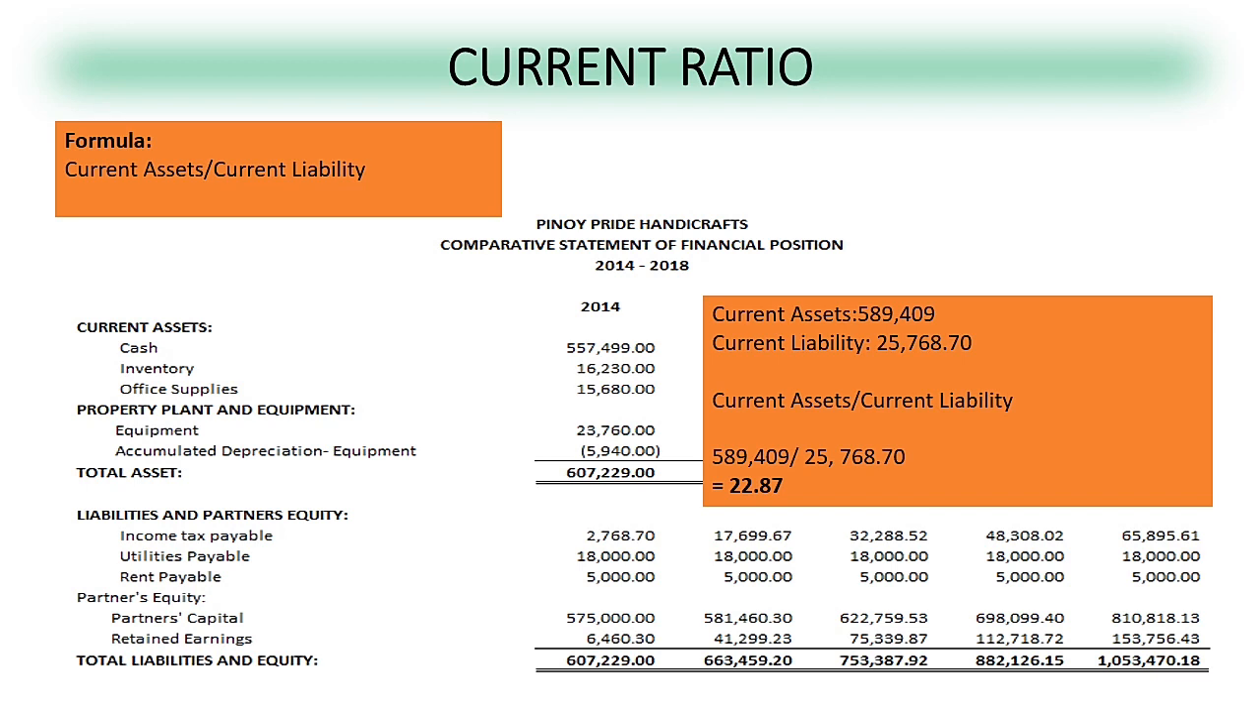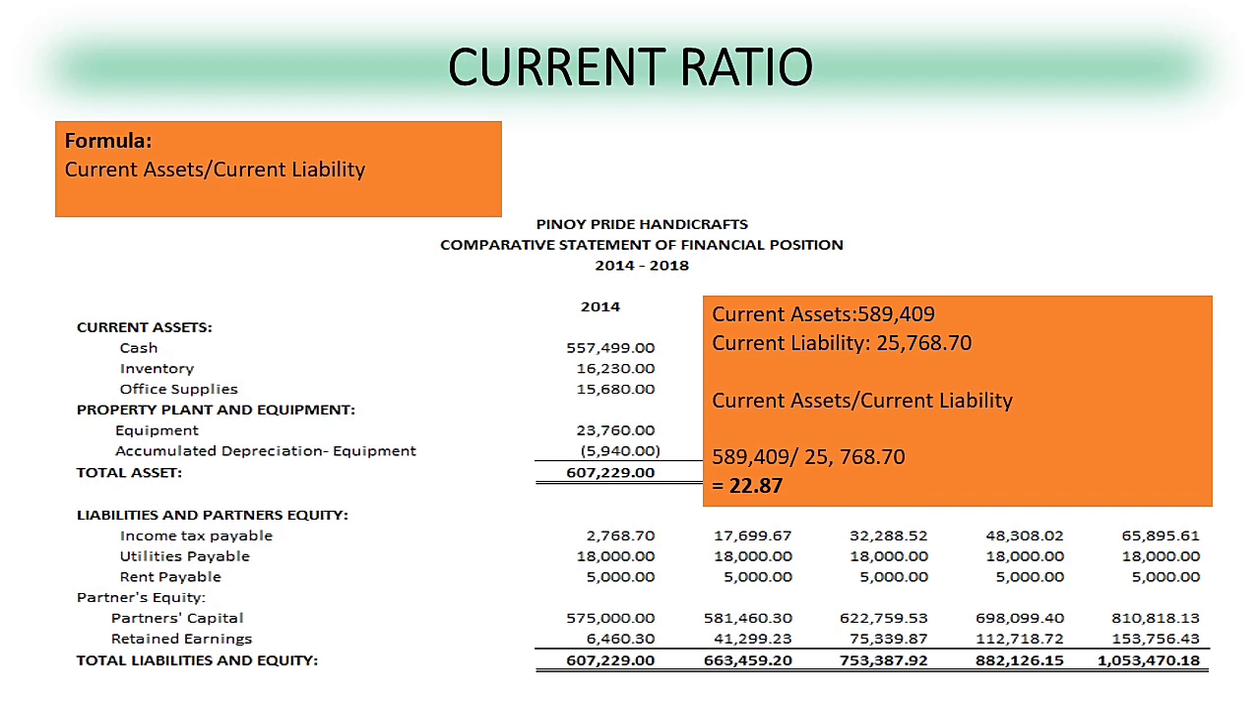This shows that for every 1 peso that the company has in its current liabilities, it has 22.87 pesos worth of current assets. Take note that a good current ratio is 2, indicating you have twice as much in assets as liabilities. A current ratio of less than 2 may indicate financial issues and an inability to pay off current debts, while a current ratio over 4 may indicate that your business is not using its assets efficiently.